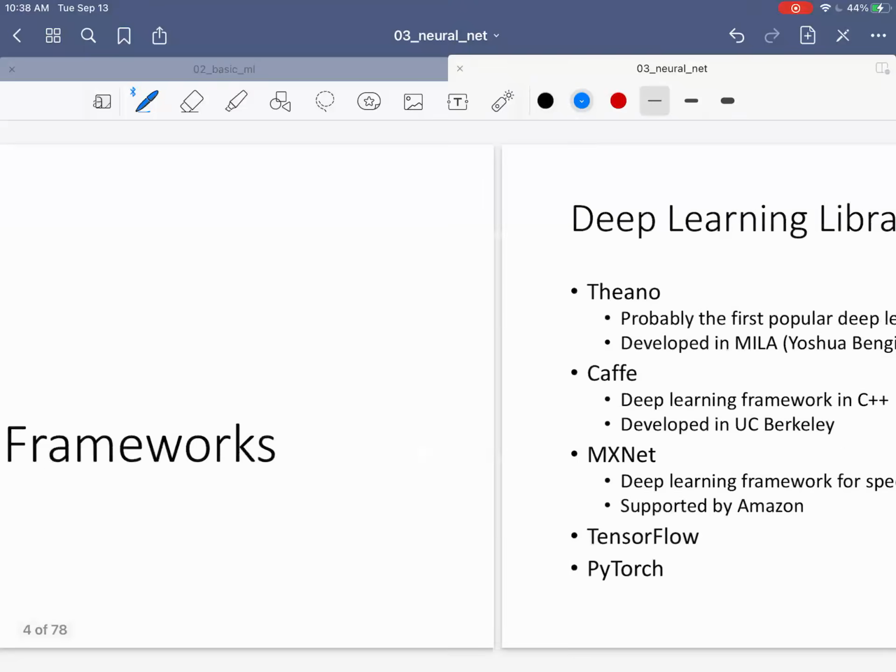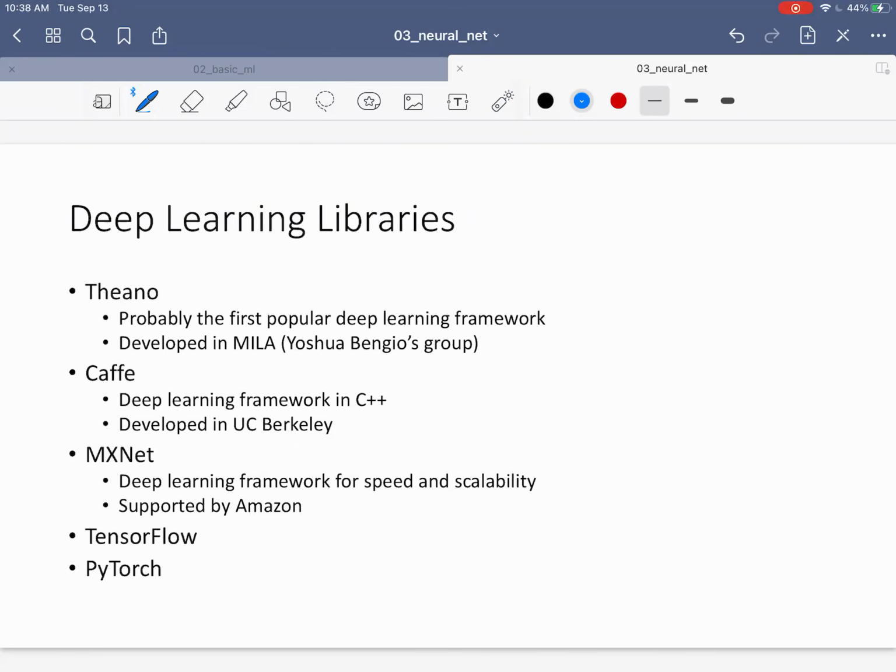Right, so deep learning frameworks. These two are probably the most popular ones out there these days. But there were some other libraries that were being actively developed back in 2014, 2015, I guess maybe up to 2016 or 17. So Theano is probably the first popular deep learning framework.